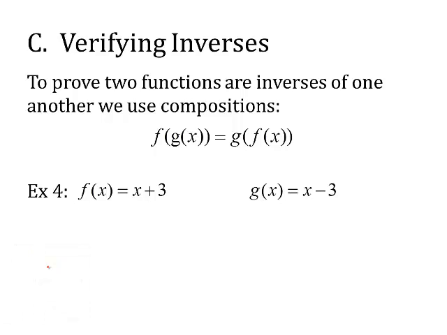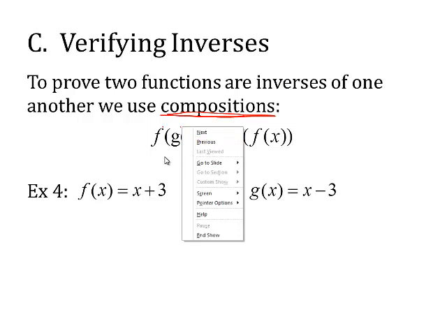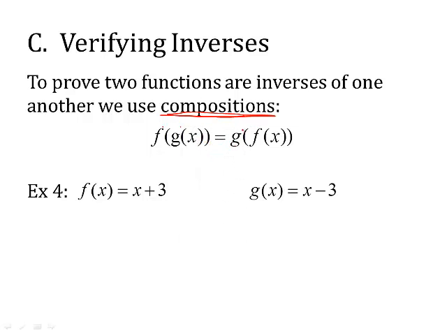Okay, the last thing we need to talk about is verifying inverses, okay? One way you can show that two functions are inverses of each other is by doing compositions of one another. Okay, compositions. We just did these the day before. If you have two functions, f of x and g of x, and you need to know, are they inverses? Well, if you take f of g of x and you solve it down, and you take g of f of x and you solve it down, those two should be equal to x if they are inverses.